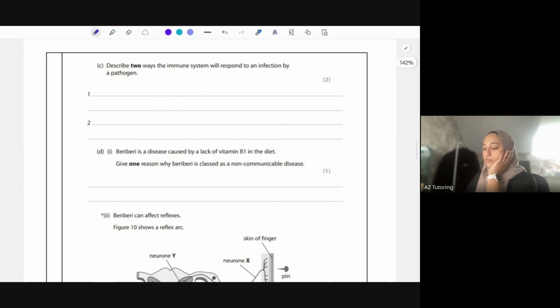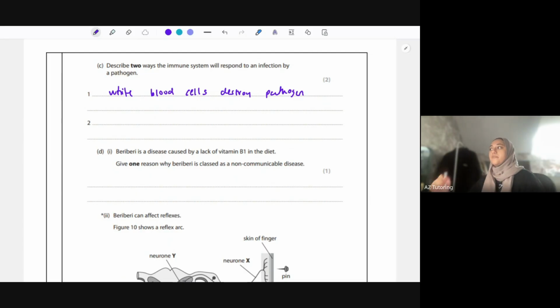Okay, so describe 2 ways the immune system will respond to an infection by a pathogen. So white blood cells essentially kill pathogens, right? So we can start with that. So white blood cells destroy, or you could say kill, pathogens that enter in. That's their job. So you could even be specific with that. You could even speak about phagocytosis and say that it engulfs pathogens. You would have got the mark for that as well. Another way white blood cells also destroy pathogens is by producing antibodies or antitoxins. So you could speak about that as well.